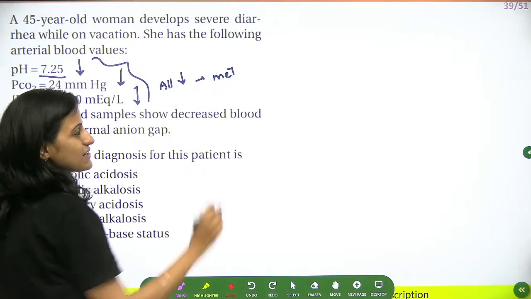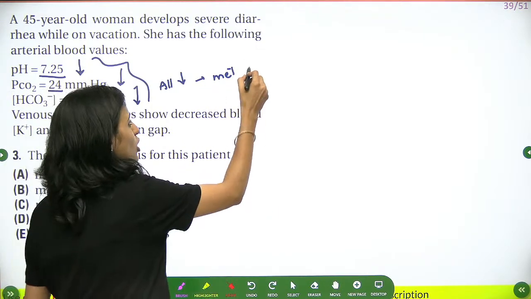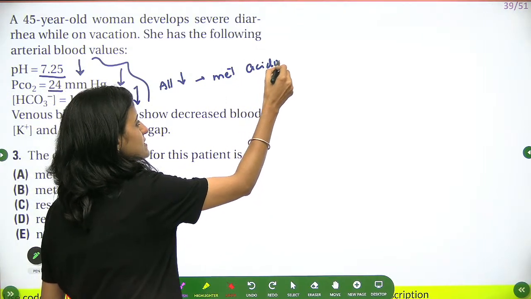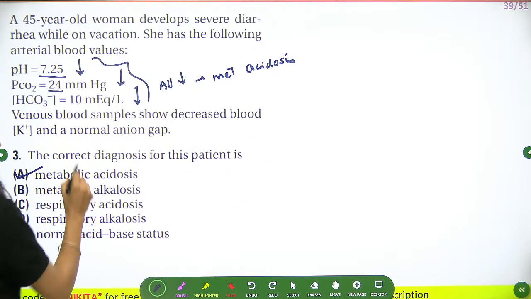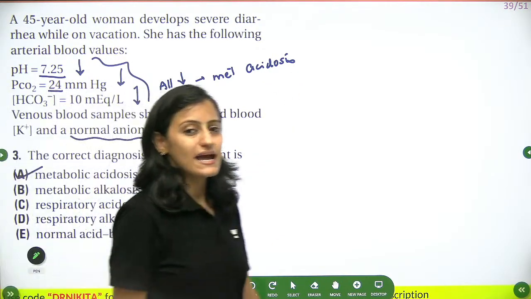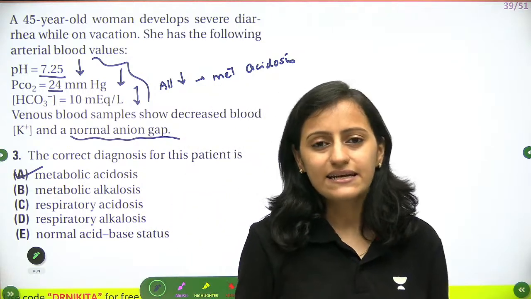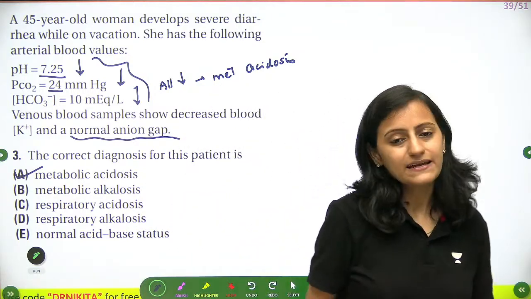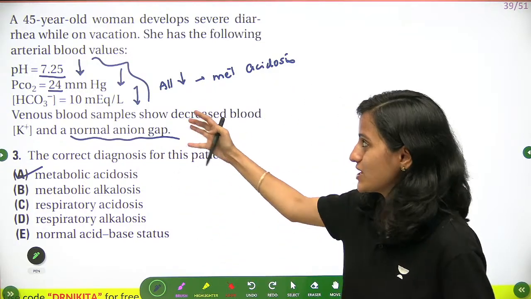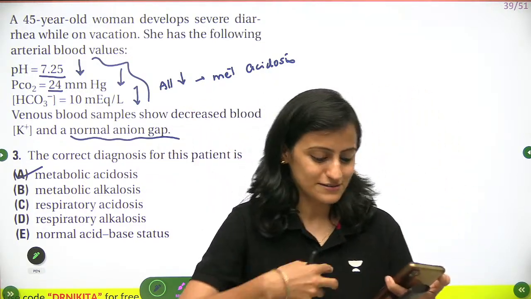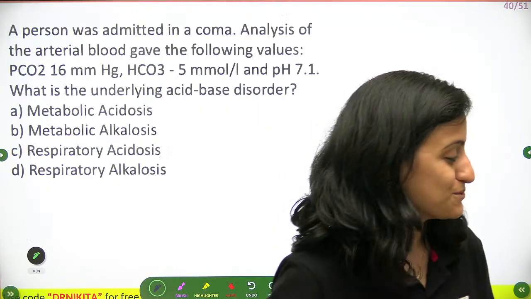So this is your metabolic disorder. It is all decreased, so this is your metabolic acidosis, right? Normal anion gap, that is what we see with diarrhea. Anyways, we said that diarrhea is your acidosis, right? But always check this, because there might be a contradiction between the two.